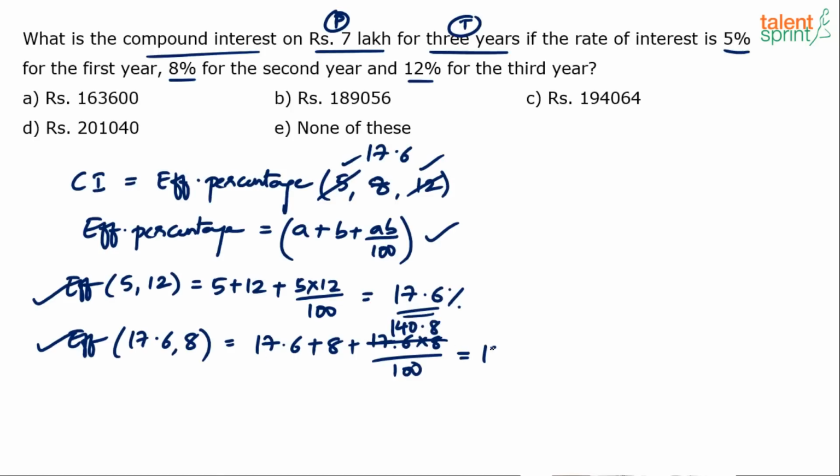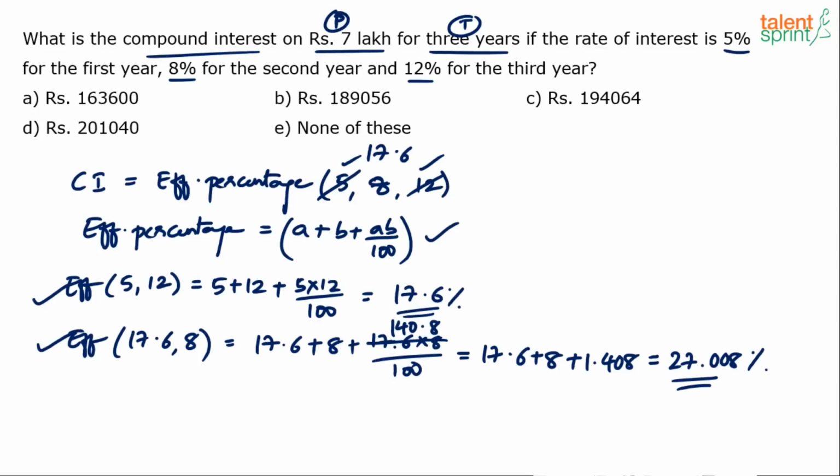So overall it's going to be 17.6 plus 8 plus 1.408. Simplify. 17.6 plus 8 is 25.6. 25.6 and 1.4 is 27, 27.008% actually. That's the exact calculation. You're able to follow. So this is the total compound interest, 27.008%. Of what? 27.008% of what?